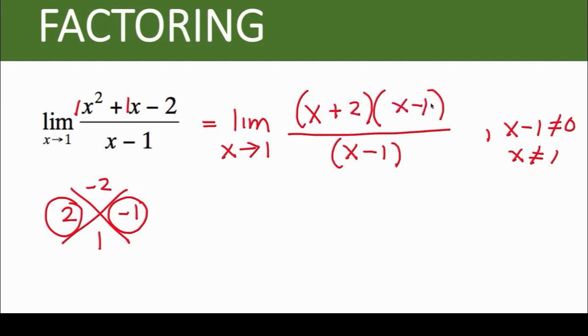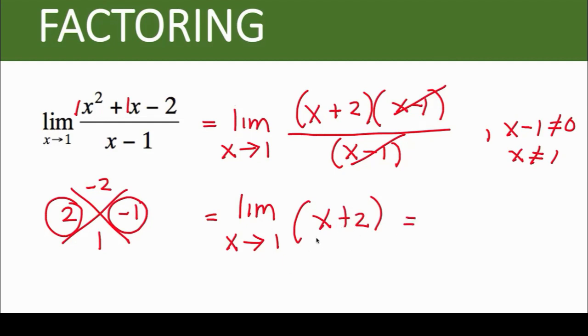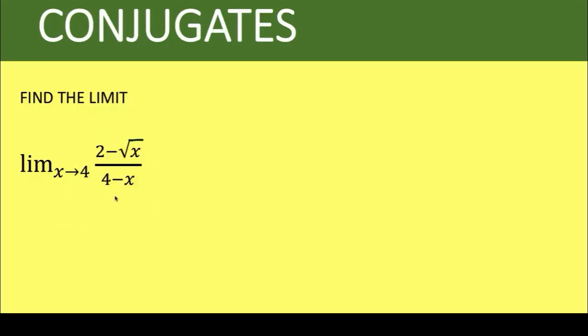Notice now that x minus 1 and x minus 1 are common factors. So we can cancel these out, and what we have is the limit as x approaches 1 of x plus 2. And if we substitute +1 for x, the limit is +3. So we are able to find the limit by first factoring, canceling out the common factors, and substituting the value of x in the simplified form of the rational function. So the limit is +3. Now let's have another situation.